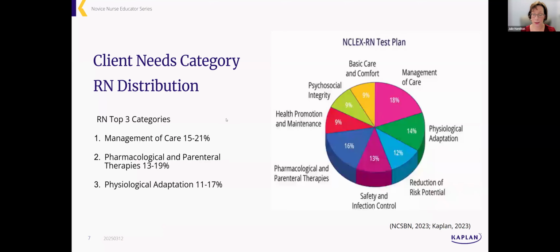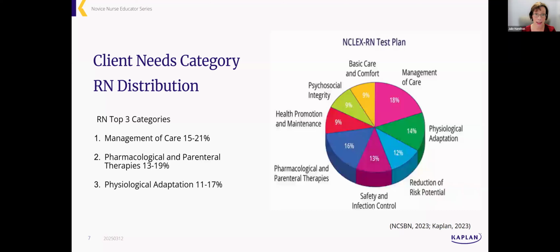So let's take a look at this. So the client needs category, there's a distribution, and this is an RN kind of snapshot. On the right, I've got a pie graph, and that pie graph is where the percentage of that distribution is located, right in the middle. But there's always a range for each one of the test plan categories. Now, when we look at this, we've got all 8 that is distributed, and there's different percentages.